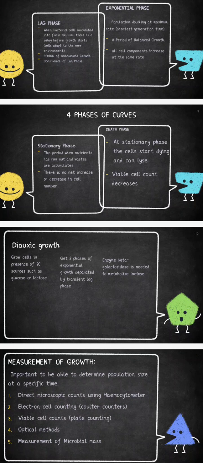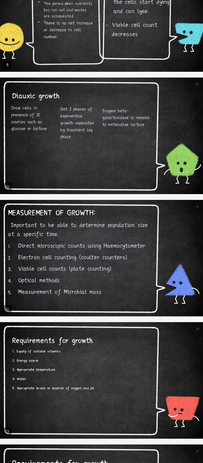However, cells that use lactose for growth are... no, cells grow better on glucose. Cells grow better on glucose rather than on lactose. So these are the two carbon sources for the diauxic growth of the bacteria. That is your glucose and your lactose.